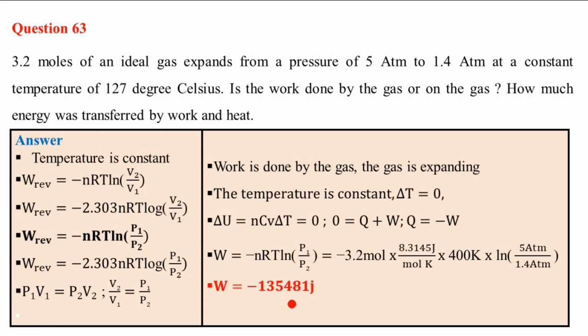And you can calculate the heat. The heat is equal to negative work done, so the heat is positive. Heat is positive because if there is an expansion, there is a decrease in temperature, and for you to keep the temperature constant, you should supply external heat to the system. The isothermal process is at constant temperature, so to maintain it during expansion, you should supply the external heat.